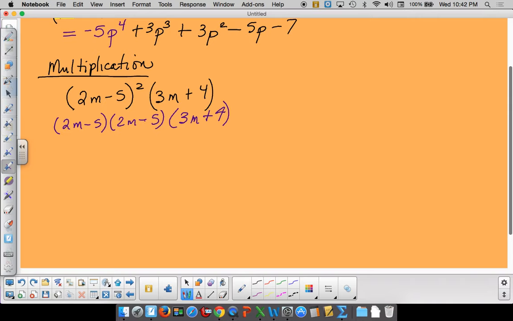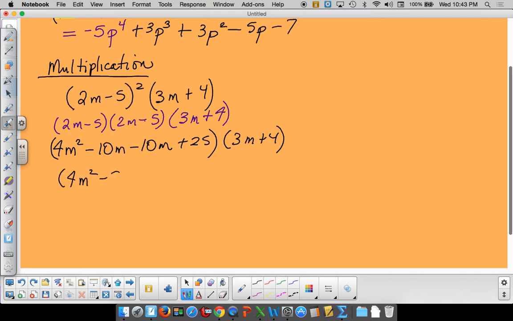Now I'm going to do the squared one by FOILing it out the long way, but we're also going to remember the shortcut that you can know for squaring a binomial as well. So if I FOIL the first two, I'm going to have 4m squared. Outsides are negative 10m. Insides are negative 10m. And lasts are positive 25. Okay, and that is all still eventually going to get taken times 3m plus 4. You need to combine your like terms before you actually start to do the multiplication again. So those middle two terms would make negative 20m plus 25.